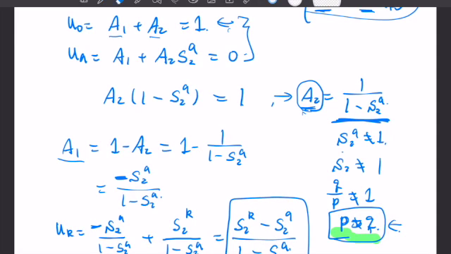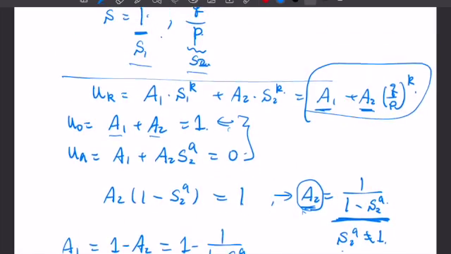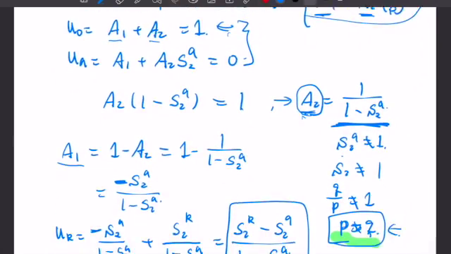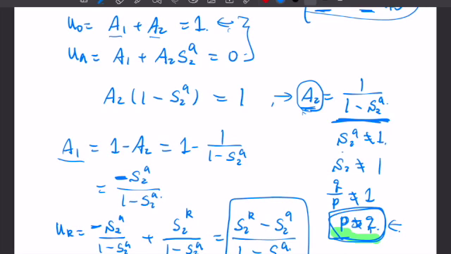Since we have the relation P plus Q is equal to 1, P equal to Q means they are both equal to 1 half. So P not equal to Q means P is not equal to 1 half. So what if P is indeed equal to 1 half? When P is equal to 1 half, which is also equal to Q, then what?